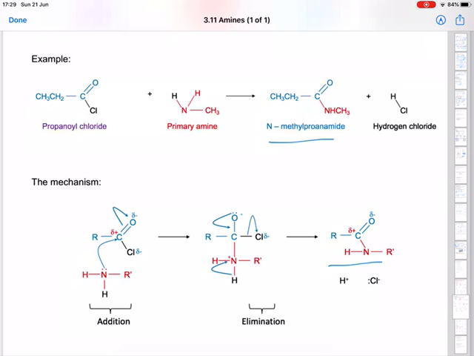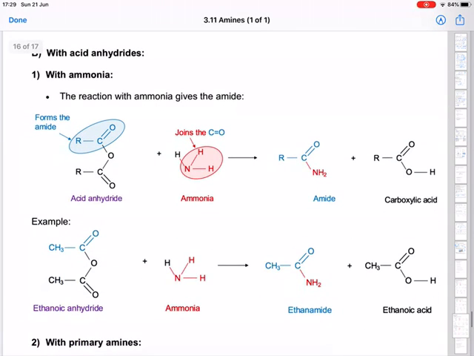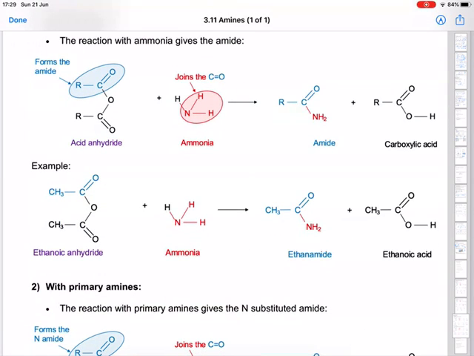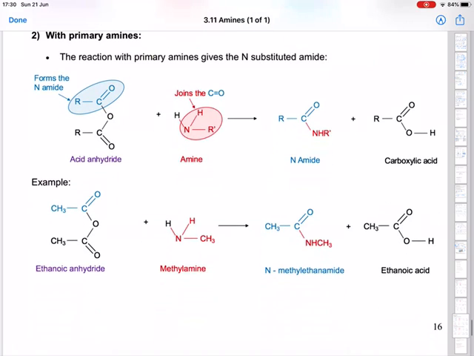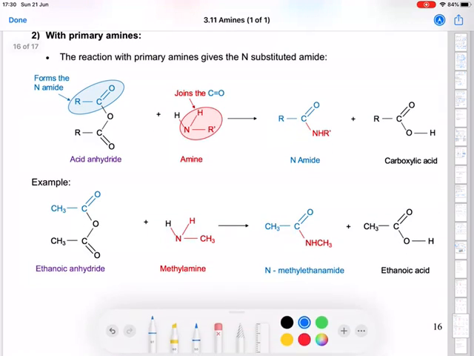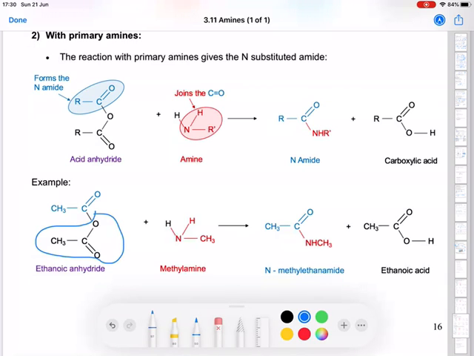And that's really it. We're looking at it from the perspective of the amine rather than as the carboxylic acid derivative. So the primary amine with an acyl chloride will give you the N-alkyl amide. Similarly, with the acid anhydrides, you get exactly the same thing. So with the amines, you get the N-substituted amide again. This group leaves, which forms the carboxylic acid.